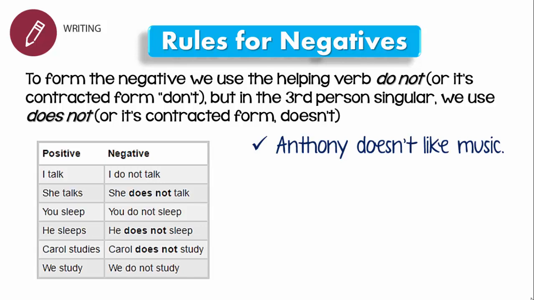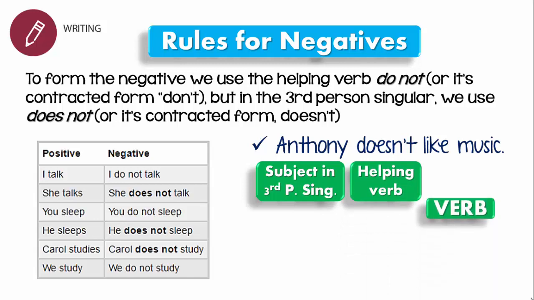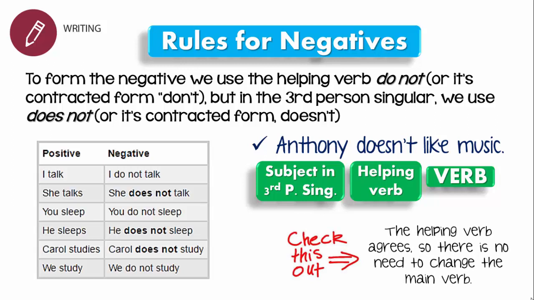Anthony doesn't like music. Anthony is a subject in the third person singular. Doesn't is a helping verb, and like is the verb. Check this out. The helping verb agrees, so there is no need to change the main verb. I do not have to add an s to like, because I have already made the verb agree by adding doesn't.